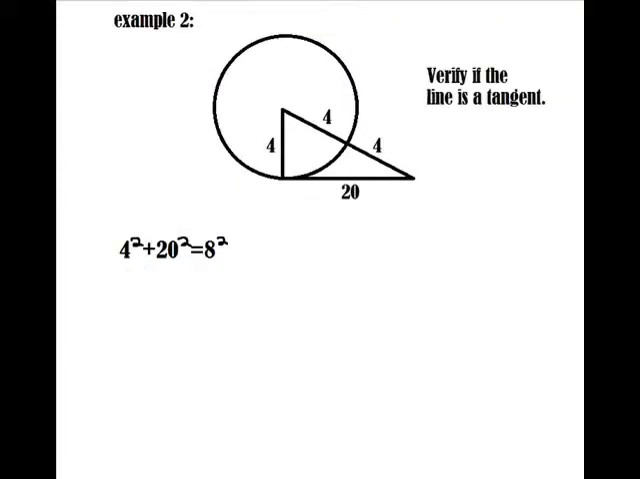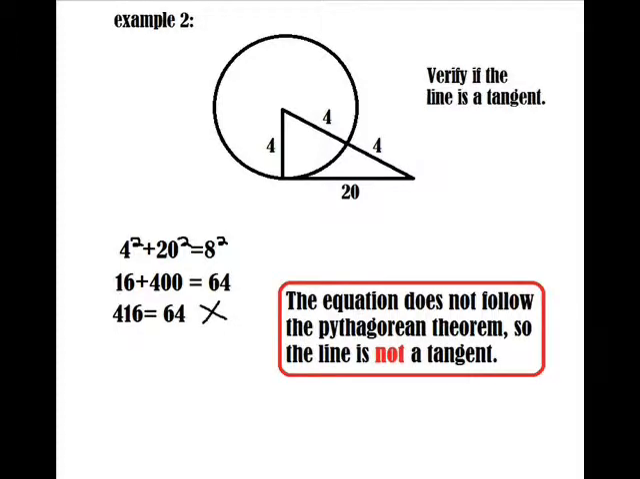In example 2, you do the same thing as before, verifying if the line is a tangent. You plug in the numbers, which equal 416 and 64. The equation does not follow the Pythagorean theorem, so the line is not a tangent.